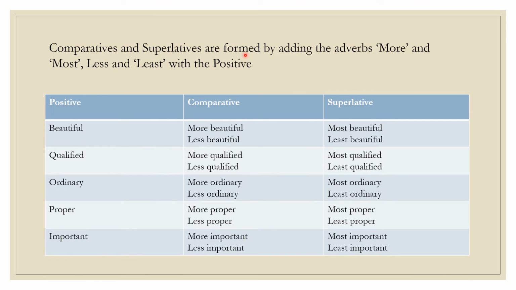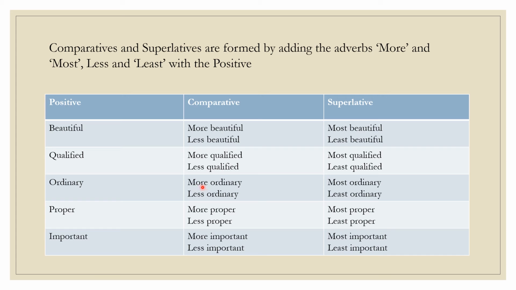Comparatives and superlatives are formed by adding the adverbs more and most, less and least with the positive. Look at the following table: positive, comparative, superlative. So here are a few examples. If in the positive the word is beautiful, in the comparative it will be more beautiful or less beautiful. In the superlative, most beautiful, least beautiful. Qualified, in the comparative, more qualified or less qualified. In the superlative, most qualified, least qualified.